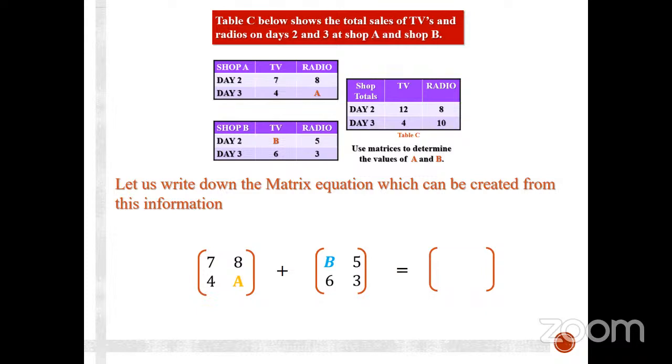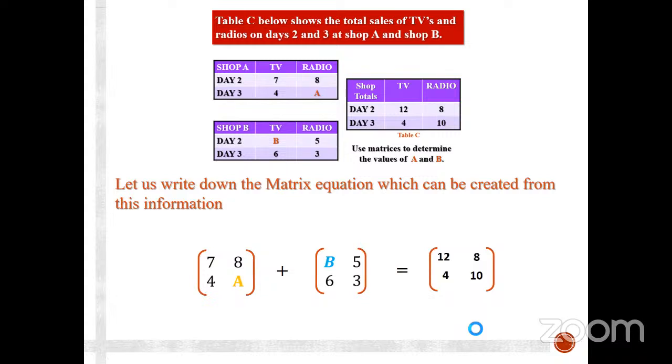All right, so we were given the totals matrix because we know what the total sales were. What is the total sales for TV for day 2? Let me see if you're following me. Total sales for day 2 television. Amy says 12. Good. Total sales for day 3 for TV? 4, coming up. Right. What's the total sales for radio for day 2? 8. What's the total sales for radio for day 3? 10. Excellent. So we're going to fill that into our resulting matrix because we know what the total sales were.